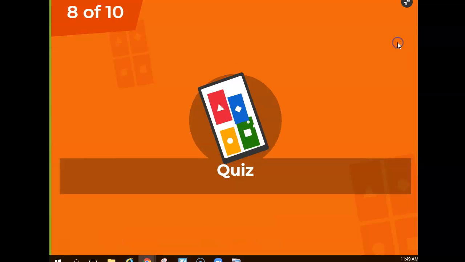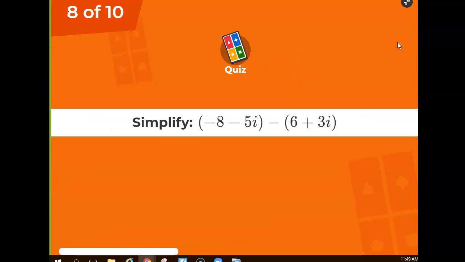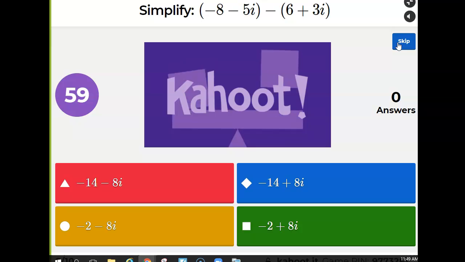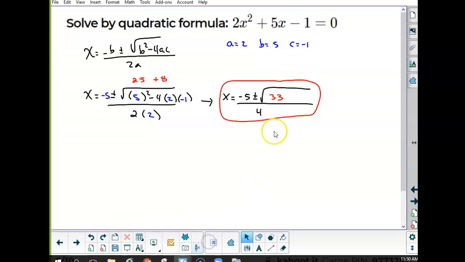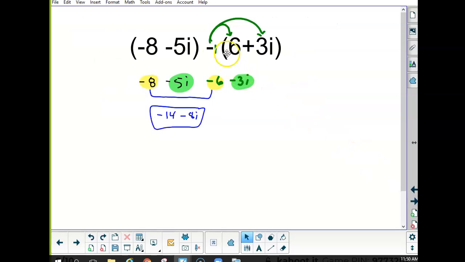Keeper's on a hot streak. Question 8, simplify. Remember the complex numbers? The tricky one on this one is remember that this negative right here is subtraction. It does not mean multiply. So some students see the parentheses and think they should FOIL. That's not the case because in between that, it's saying you want a complex number minus a complex number.